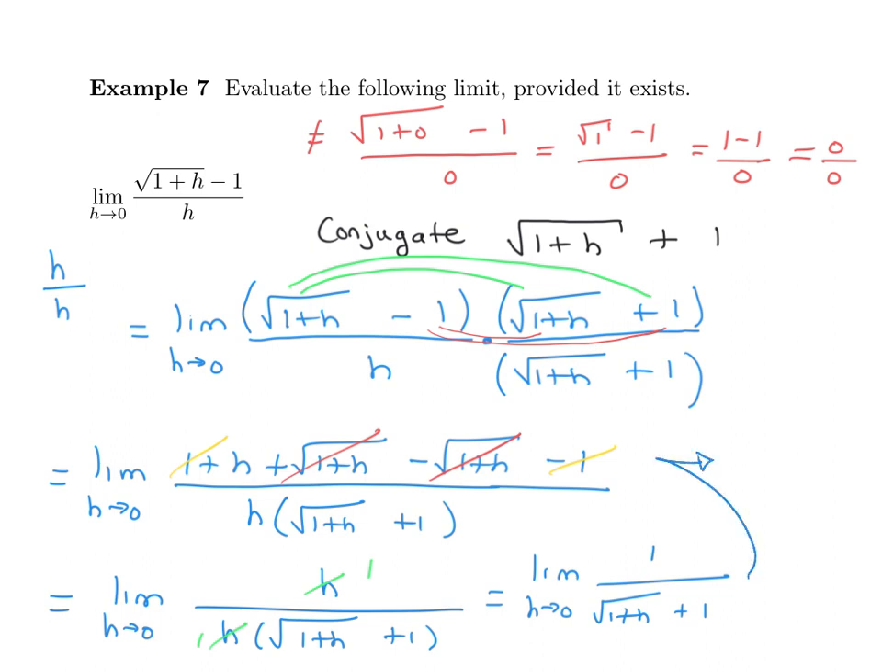If you put 0 in place of h, you get 1 divided by the square root of 1 plus 0 plus 1. That's 1 over 1 plus 1, and the answer is 1/2.